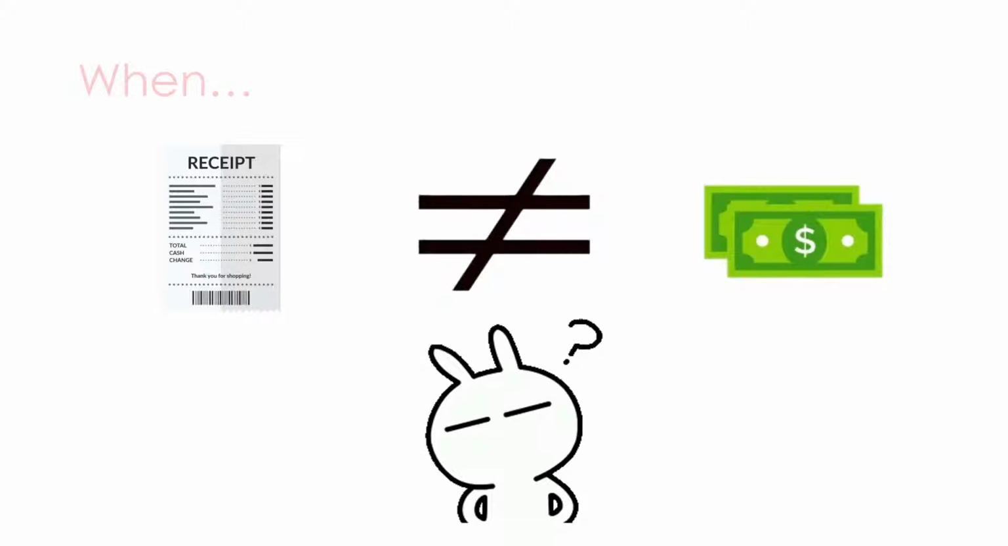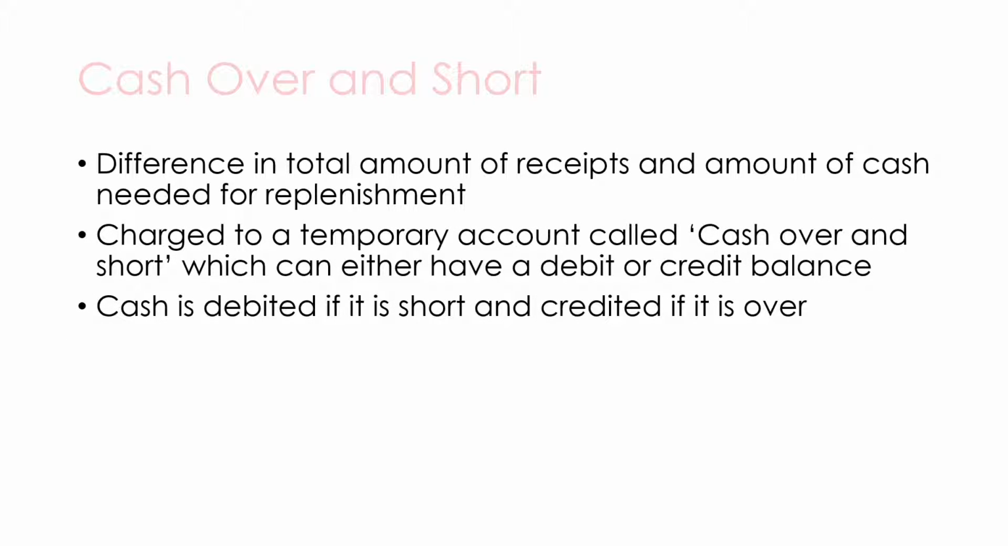What happens if receipts do not equal total amount of cash needed for replenishment? In some cases, a business may discover a difference in the total amount of receipts and amount of cash needed for replenishment. The difference is charged to a temporary account called cash short and over, which can either have a debit or credit balance. Cash is debited if it is short and credited if it is over.